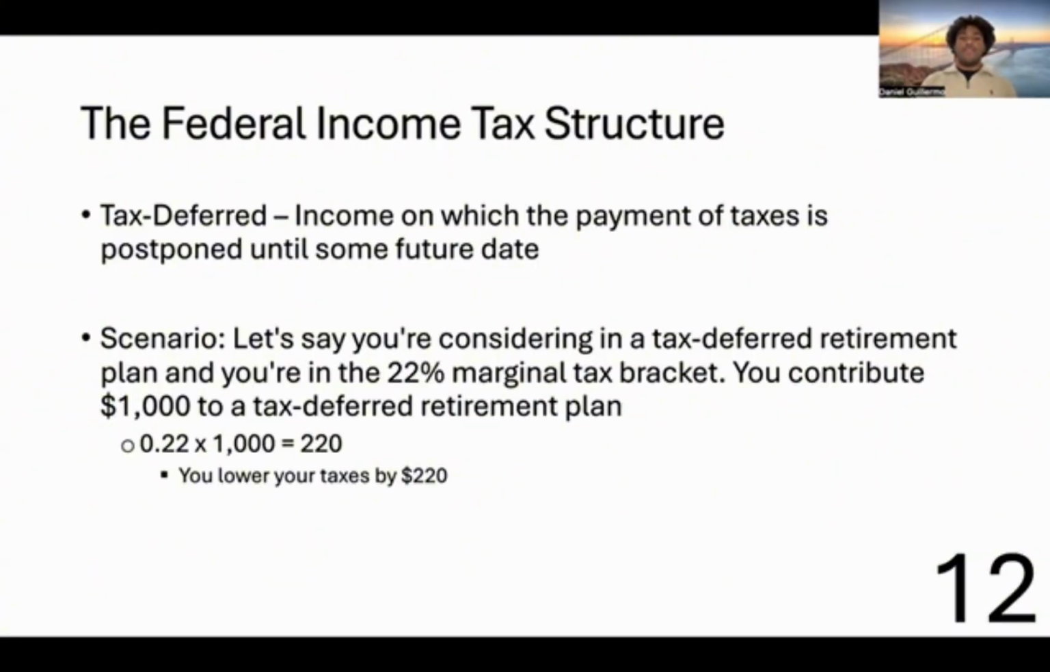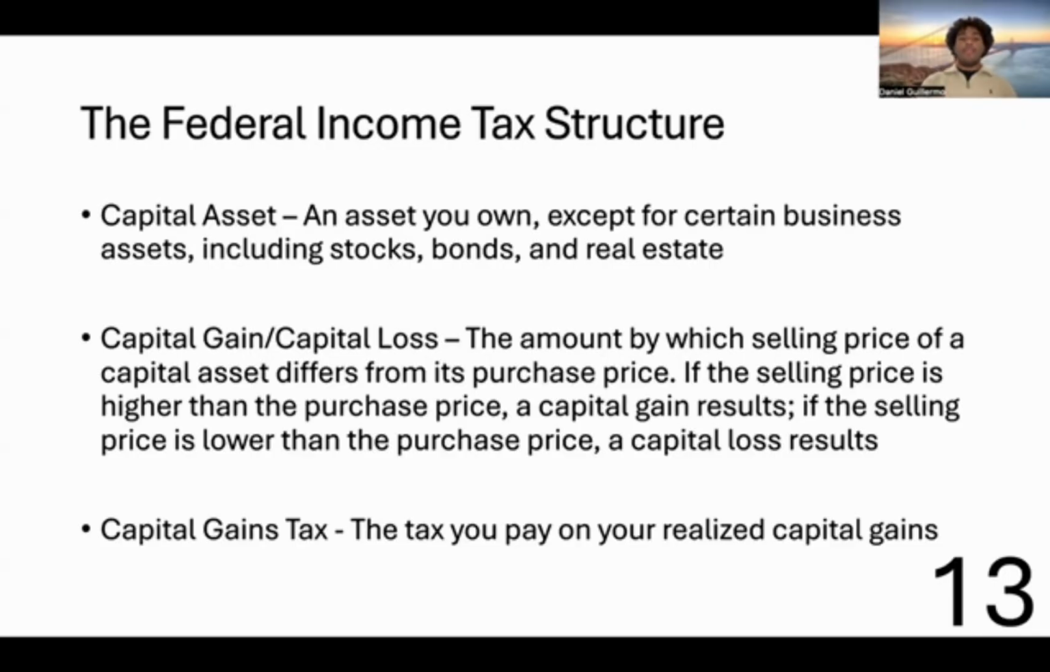Now, let's go over tax deferred. This is income on which the payment of taxes is postponed until a future date. So let's say you invest in a tax-deferred retirement plan. Since your marginal tax bracket is 22% and you contribute $1,000 to that retirement plan, you are actually lowering your taxes by $220.